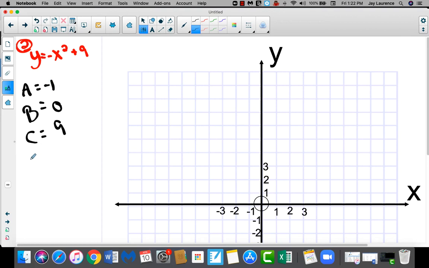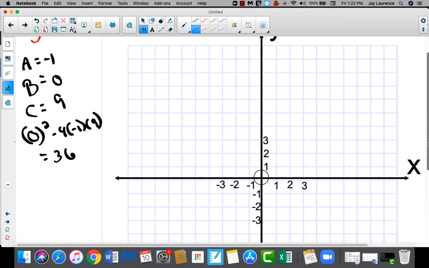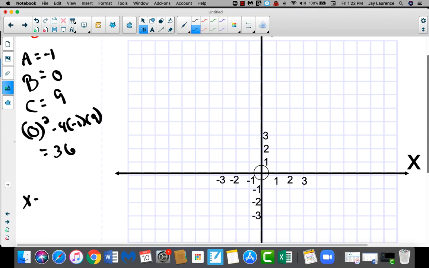So now I'll use the b squared minus 4ac, the discriminant. Okay. And I will have 0 squared minus 4 times ac, which I believe is going to end up being 36. This one is also factorable because I got a perfect square. If it wasn't factorable, I would use the quadratic formula. I would go x equals the negative of b plus or minus the square root of the discriminant. I wouldn't waste my time redoing the discriminant. I just did it. All over 2a. Watch your negatives there.